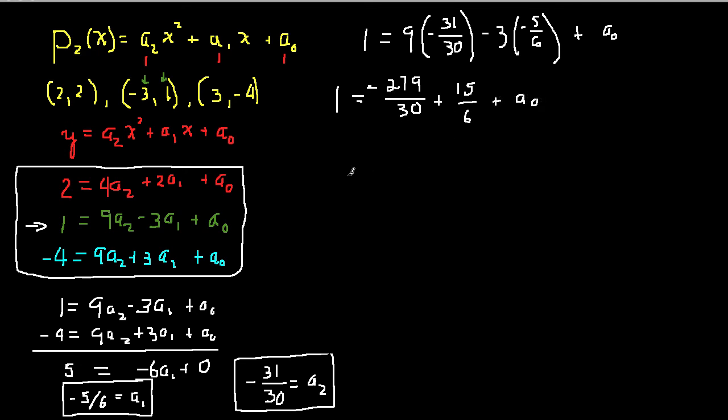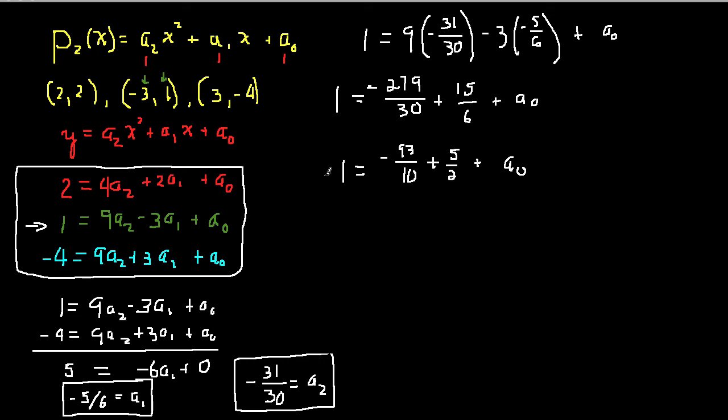Now, I can reduce these fractions just a little bit. I have 1, and numerator and denominator here are both divisible by 3. So this becomes negative 93 over 10. And this right here, numerator and denominator divisible by 3, this becomes 5 over 2, plus a0.